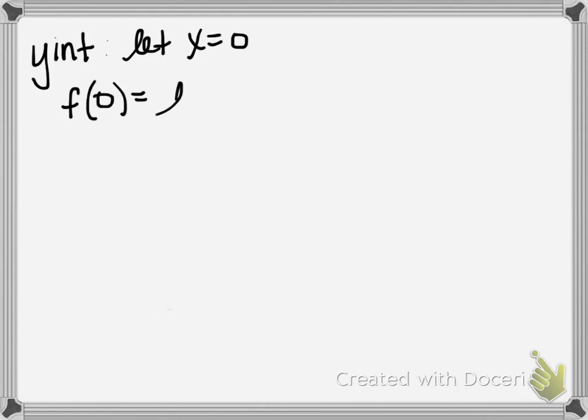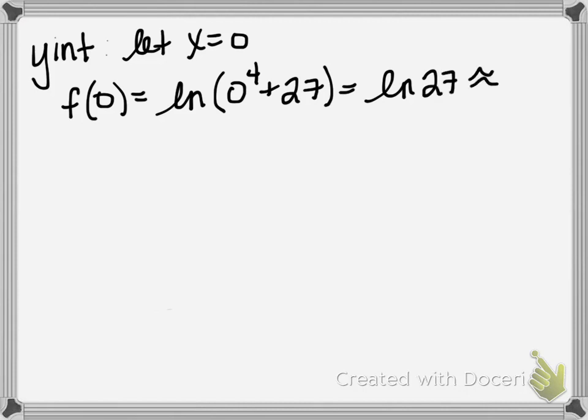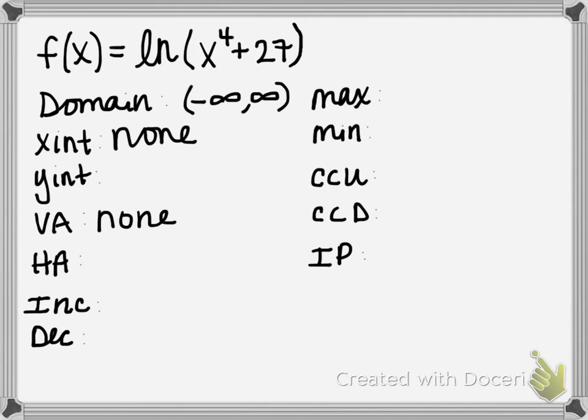So now we'll move on to finding the y-intercept. So the y-intercept is going to be found by letting the x value equal 0. So we're finding f of 0, which would be the natural log of 0 to the fourth power plus 27. So that's going to be the natural log of 27, which we'll definitely need to use our calculators to estimate that value, and that's about 3.3. So either you can list the y-intercept as just 3.3, or you can list it as a coordinate. When x was equal to 0, the y value was approximately 3.3.